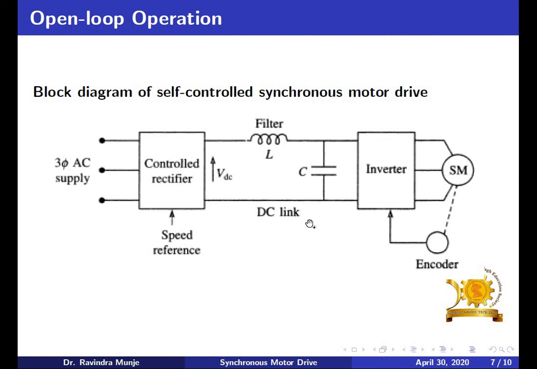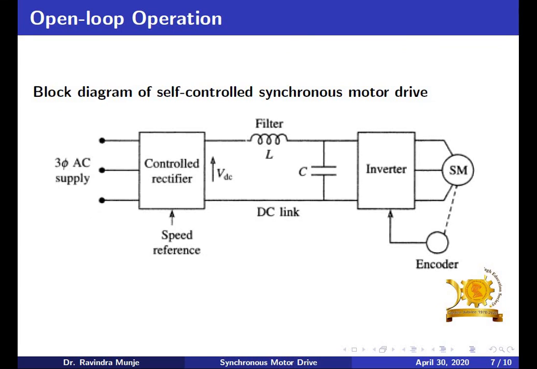And with this we can have 4-quadrant operation when the inverter is fed from a fully controlled converter. So this is open loop operation of this self-controlled synchronous motor drive. There is no closed loop operation. This is just open loop operation, right?